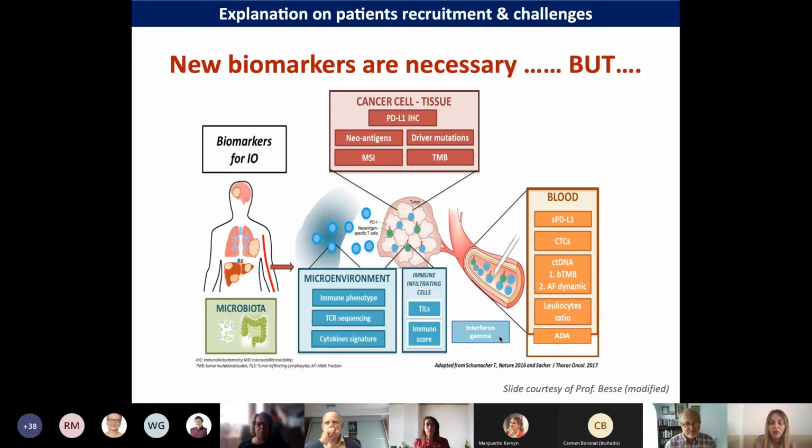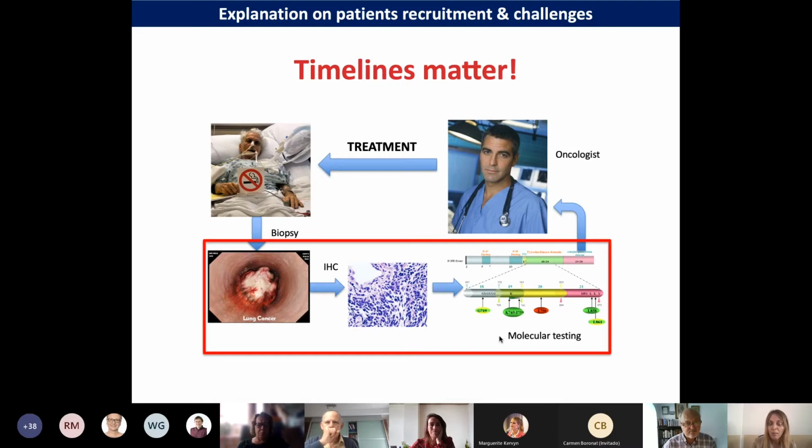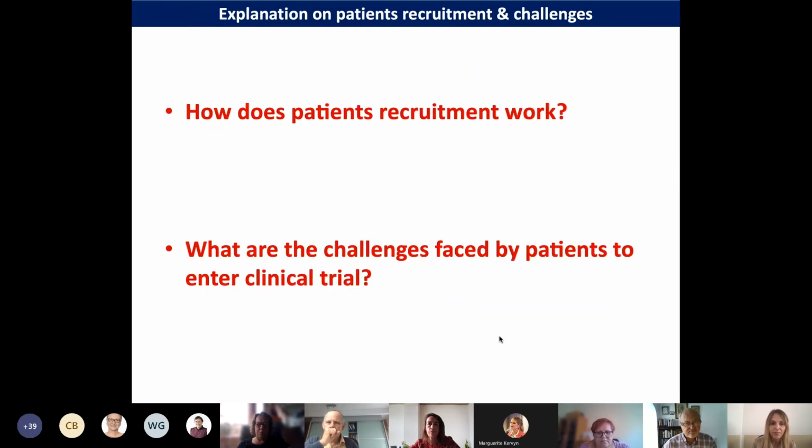On the same point, new biomarkers are indeed necessary, but at the same time, both physicians and researchers need to face the complexity of getting the tissue being analyzed and being useful for the treatment strategy. On the same point, when we try to get the tissue being analyzed in the correct and proper manner, we need always to keep in mind that timelines are very important, because each physician gets every day the question, how long is this going to be taken?